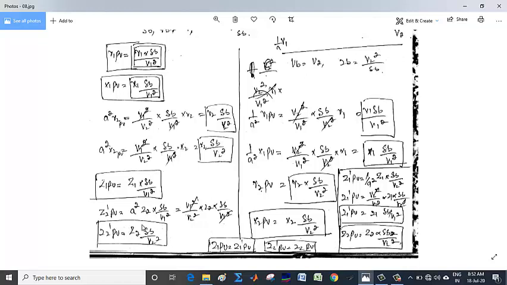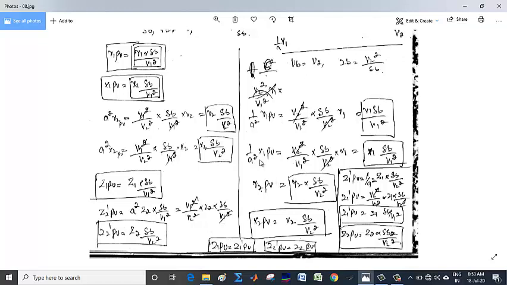That's again same. So in general, we can say that Z1 per unit will be equal to Z1 dash per unit, or Z2 per unit will be equal to Z2 dash per unit. So what will be the case? You will see that Z1 per unit will be equal to Z2 per unit, that is referred to secondary.